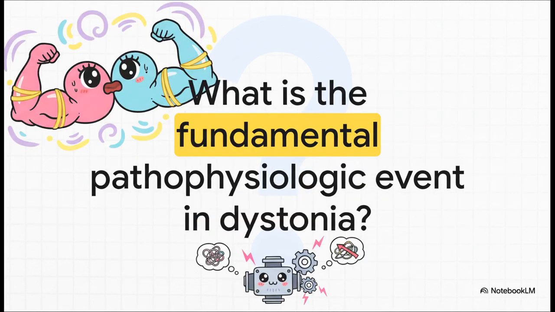And last one, let's go all the way back to the beginning. What is the fundamental problem at the level of the muscles in dystonia? Remember that tug of war? That's it. It's the simultaneous involuntary co-contraction of agonist and antagonist muscles. That's the engine behind every dystonic movement.